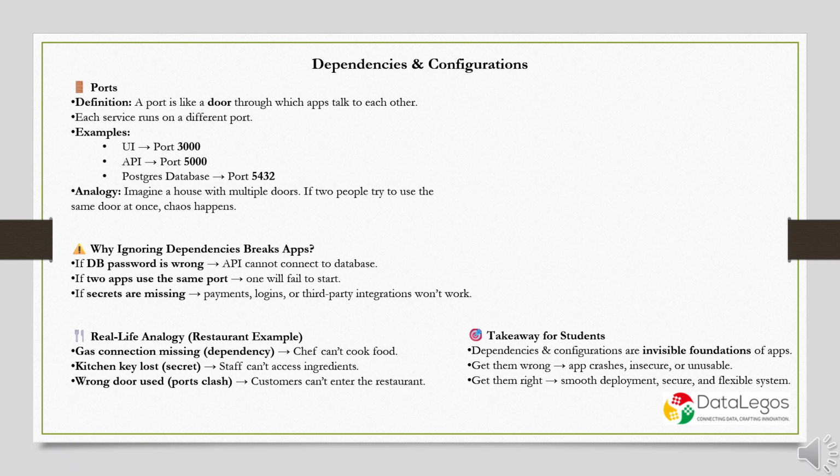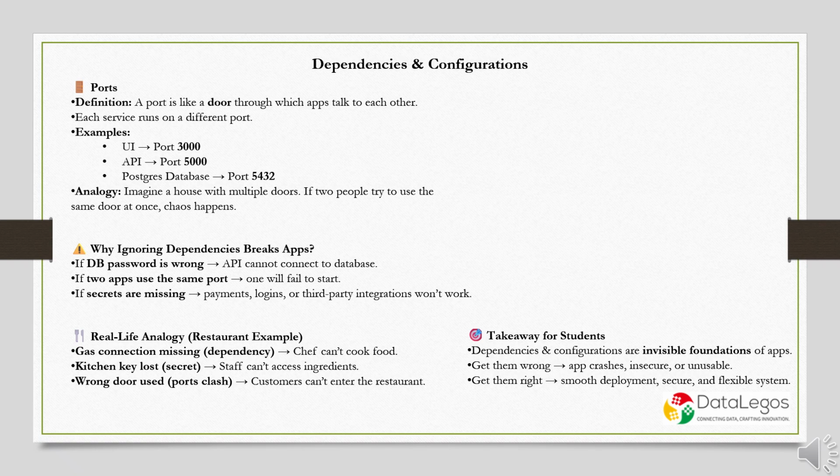Why ignoring dependencies breaks apps? Now, what happens if we ignore dependencies? If the database password is wrong, the API cannot connect to the database. If two apps use the same port, one will crash. If secrets are missing, critical features like payments, logins, or third-party integrations won't work. So, ignoring dependencies is like setting up an app for failure.